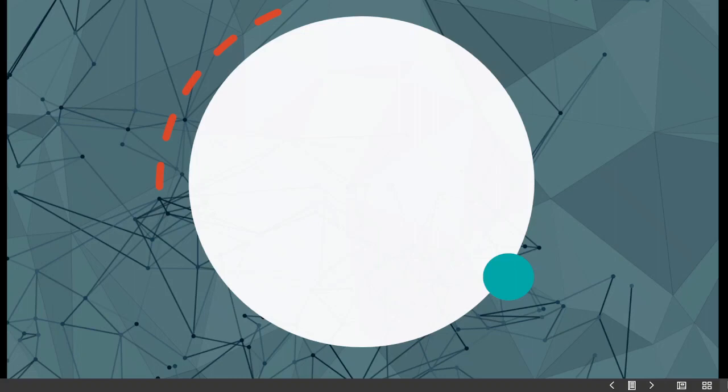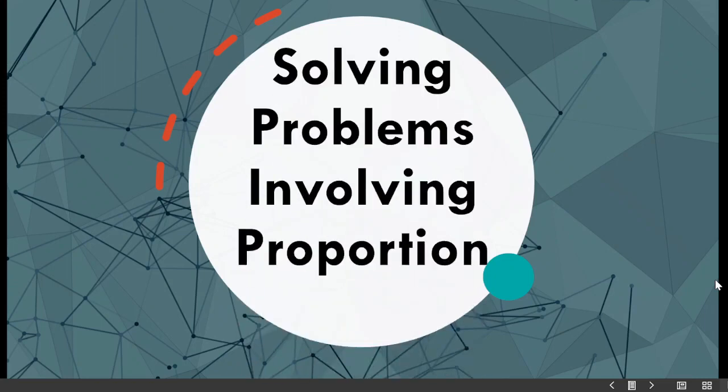Andito na naman tayo para matuto ng math. Tara! Our lesson for today is all about solving problems involving proportion. Quarter 3, Grade 9 Math, Week 5.